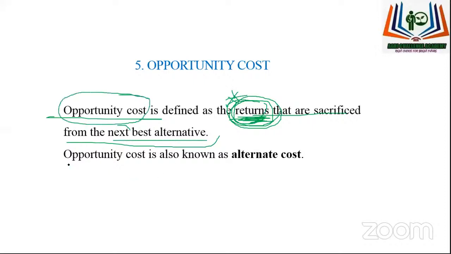Opportunity cost is also known as the alternative cost. This is the keyword. Most of the people commit mistakes at this point. Since opportunity cost is given, they think cost is sacrificed from the next best, but not cost, returns, return sacrifice. Okay, it is clear.